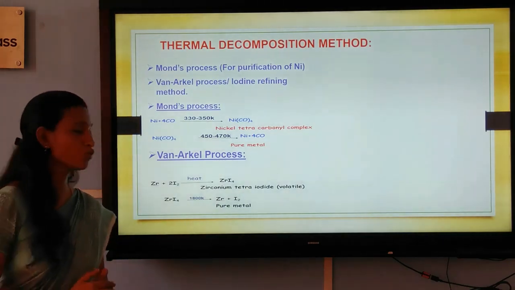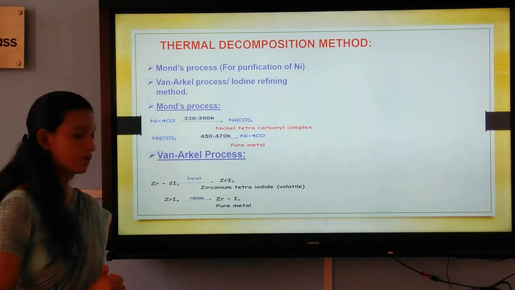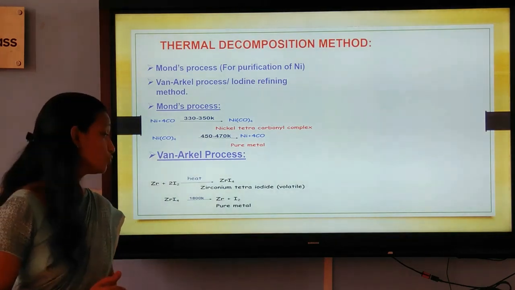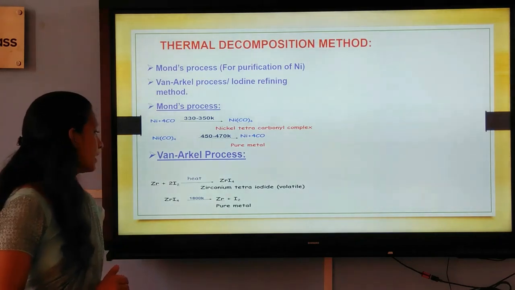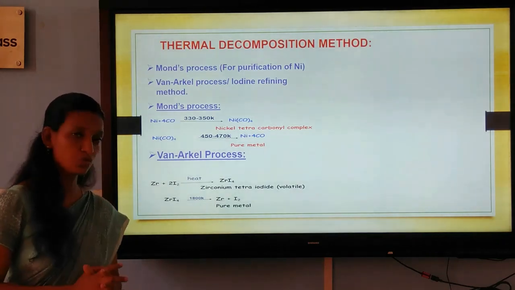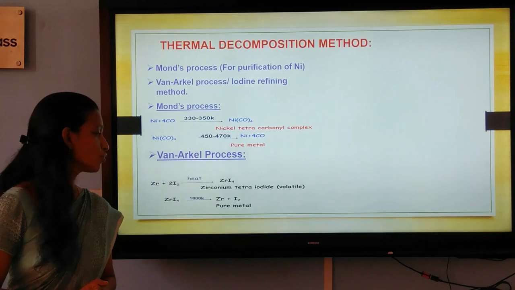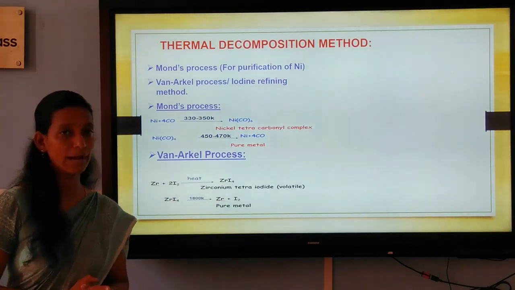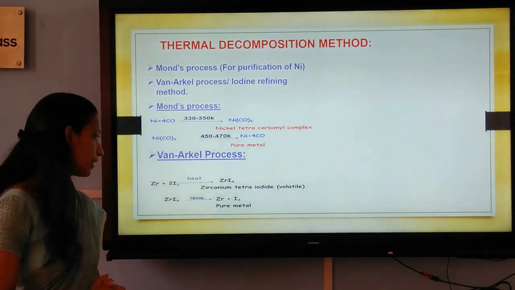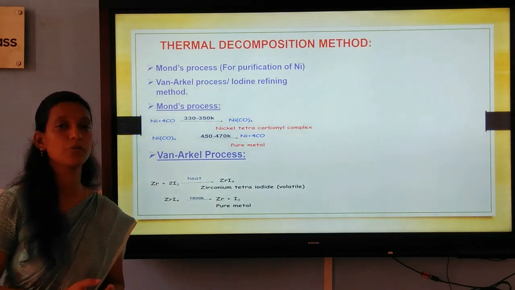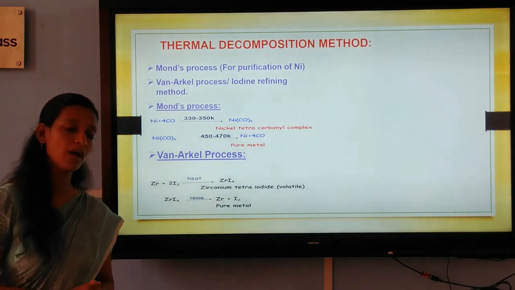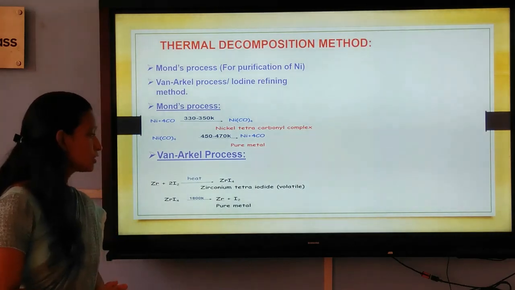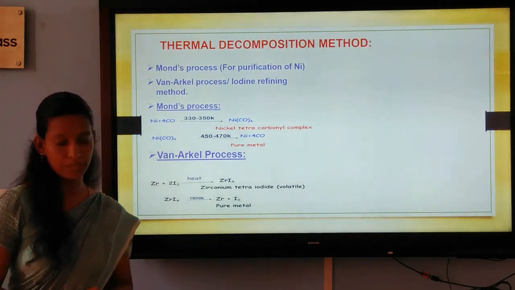Now, Van Arkel process is generally used for preparing pure zirconium metal. In Van Arkel process, you treat zirconium with iodine so that it forms zirconium tetraiodide. Zirconium tetraiodide again, at a high temperature of about 1800 Kelvin, decomposes to give back zirconium and iodine. So in this way, the pure metal is obtained again.